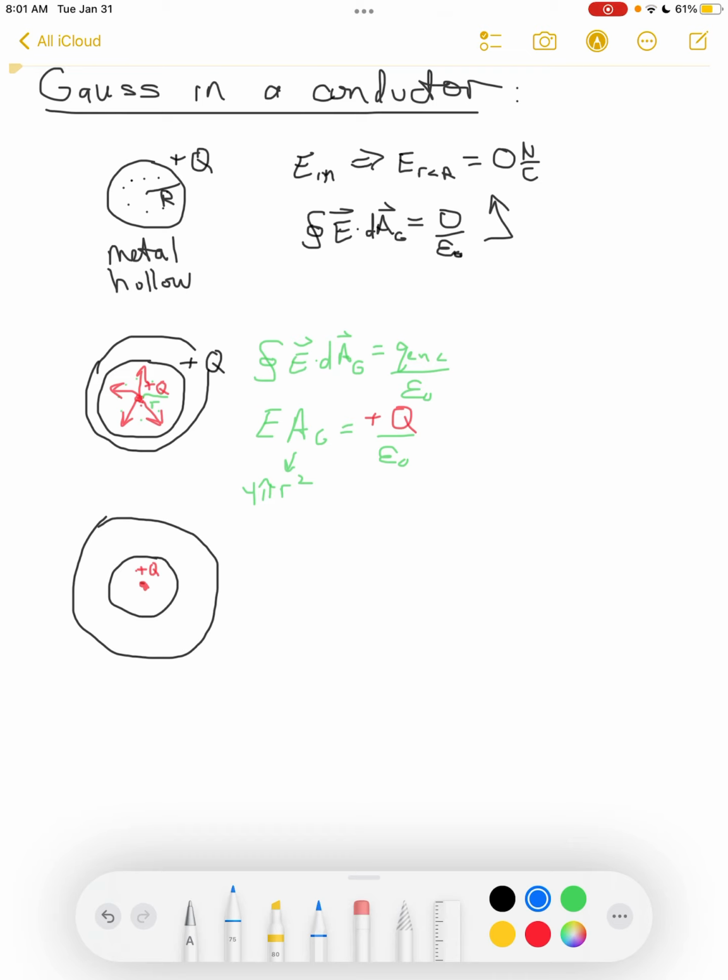Now, this distance right here can be our R1, or Ri maybe for our inner, and Ro for our outer. And we can put a charge. We can keep the plus Q out here on this.